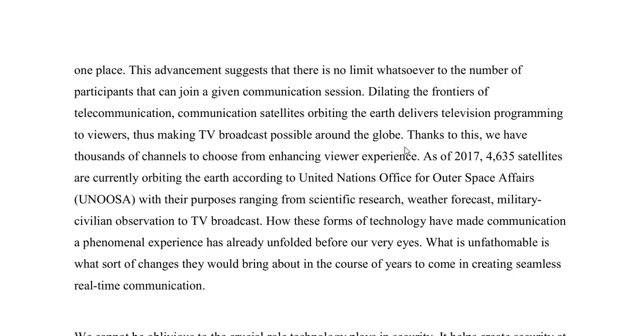This is how you are able to watch dish TV, satellite TV, because there are satellites orbiting the Earth delivering television programming to viewers. Thanks to this, we have thousands of channels to choose from, enhancing viewer experience. As of 2017, 4,635, approximately 4,640 satellites were orbiting the Earth, according to the United Nations Office for Outer Space Affairs, UNOOSA, with purposes ranging from scientific research, weather forecasting, military and civilian observation to TV broadcast. Those are the functions being carried out.